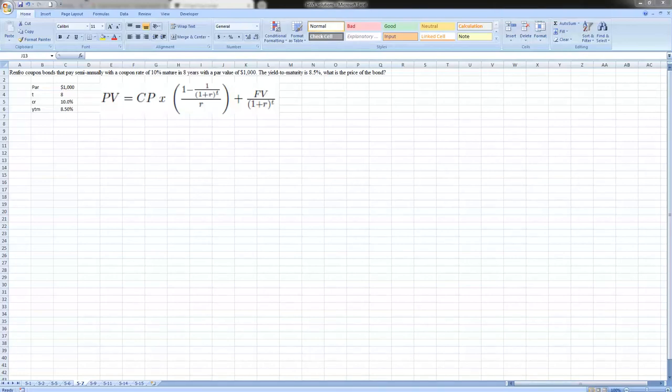In 5.7, we're given some information about a bond issued by Renfro. Renfro's bond is paying its coupon semi-annually. The coupon rate is 10%, and the par value is $1,000. So we can figure out that the coupon payment in this bond is annually $100, but because it's paid semi-annually, we're receiving $50 every 6 months.